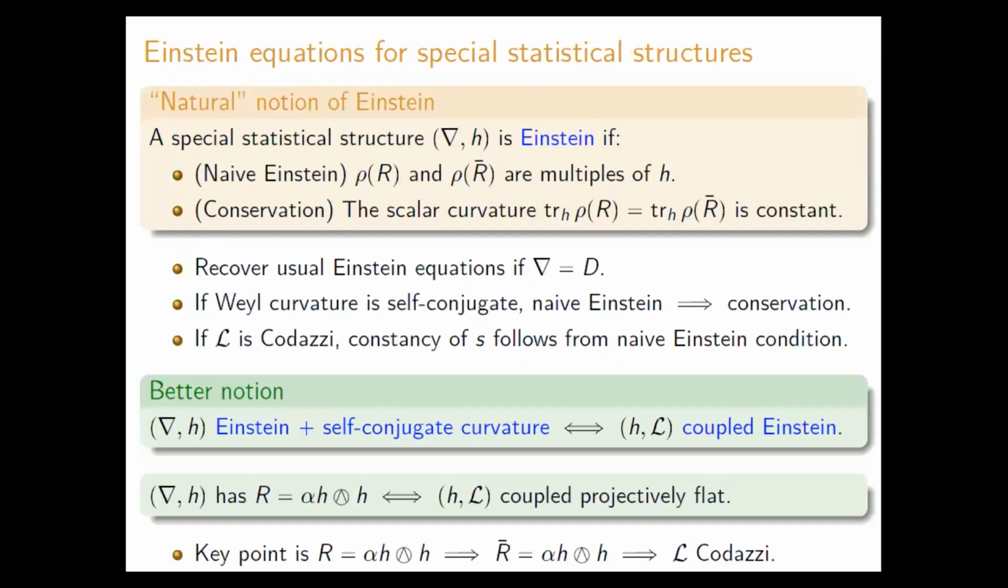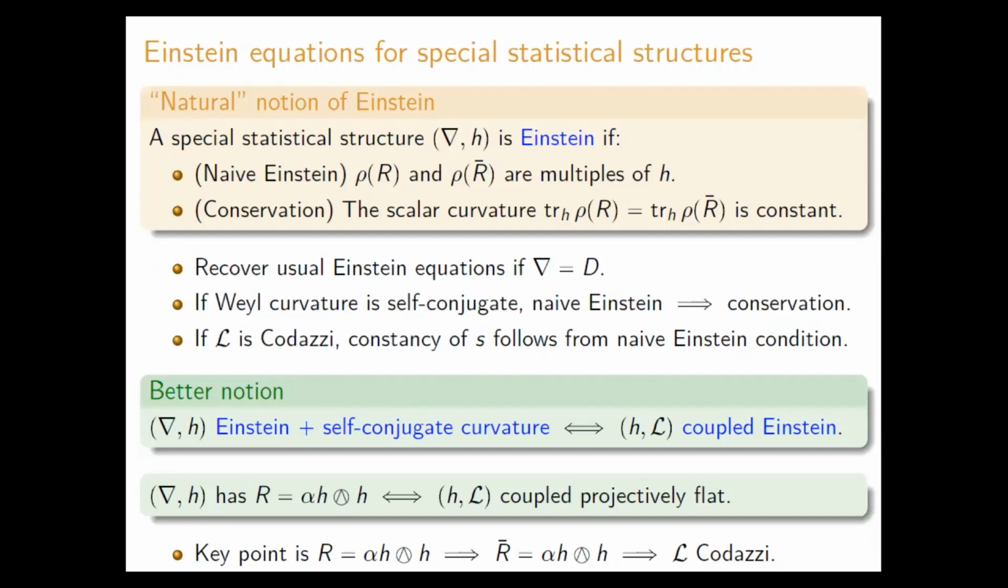So this all started with trying to define Einstein equations in this context. And the upshot is going to be that I need the Codazzi condition to get a good idea. The naive thing is to say something like, well, let's take our special statistical structure. Let's try to make an Einstein definition that at least respects conjugacy. I want the conjugate of an Einstein structure to also be Einstein. And so maybe I say that the Ricci tensors of both are multiples of H. Those are essentially all the possible Ricci type traces I can take.